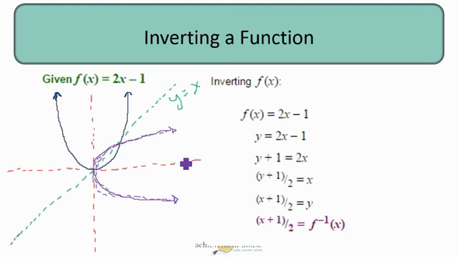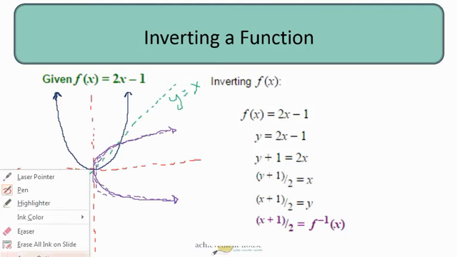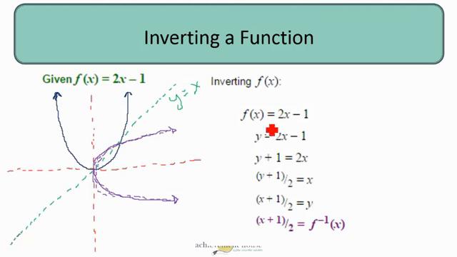Now algebraically, we are simply going to take f of x equals 2x minus 1. I'm going to change f of x to y, so we're dealing with the two variables. And I'm going to start by isolating x. So I'm going to add 1 to both sides. y plus 1 equals 2x. I'm going to divide both sides by 2. So y plus 1 all over 2 equals x.